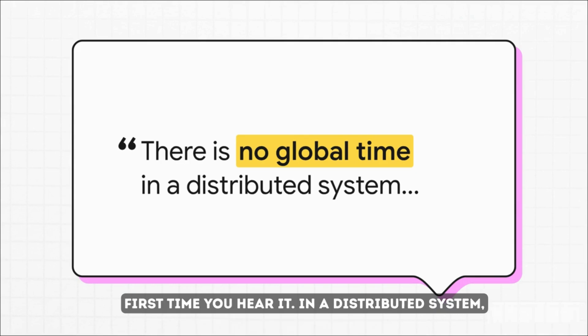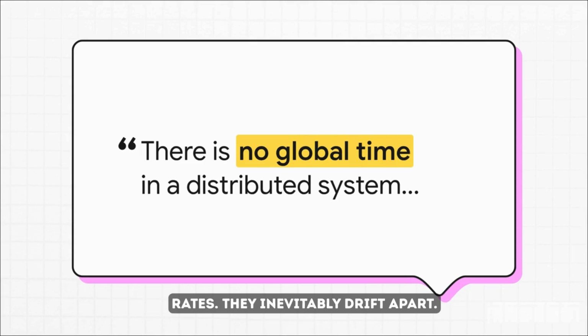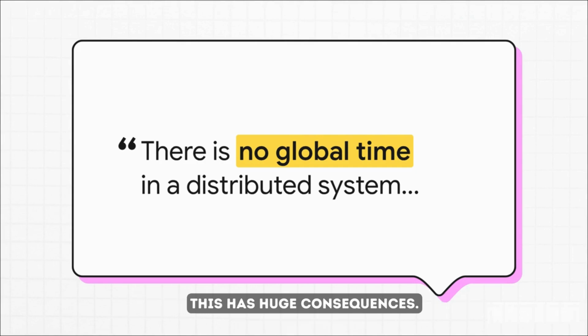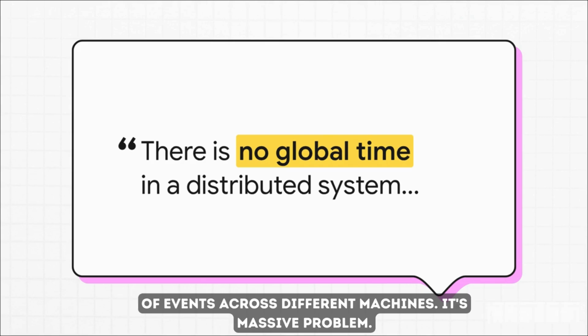In a distributed system, there is no such thing as a single global time. On your own computer, time feels simple, but when you have thousands of computers, their internal clocks are all ticking at slightly different rates. They inevitably drift apart. And even if you try to sync them, you can never guarantee they are perfectly, exactly aligned. This has huge consequences. You simply cannot rely on timestamps to know the true order of events across different machines.